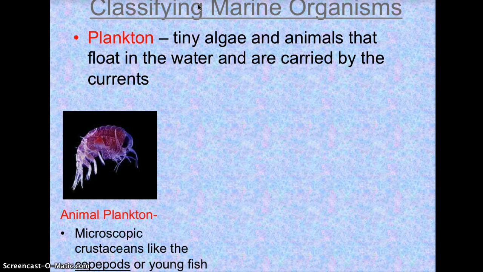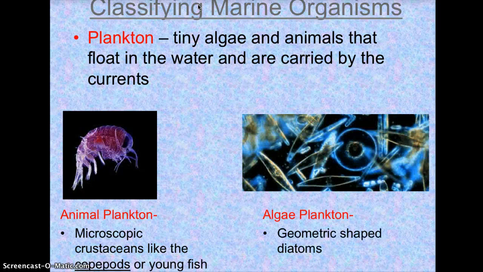So animal planktons are things like copepods, young fish, things that will become bigger and be able to roam about eventually. And algae are just these little tiny geometric shapes. A lot of them are called diatoms. You don't need to know much about that. Just know that plankton includes both animal and plant.